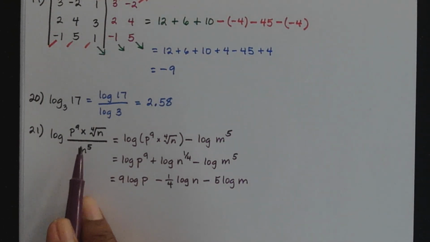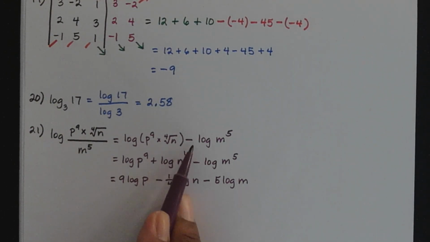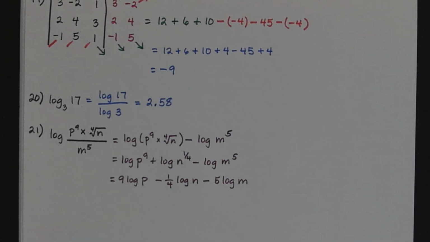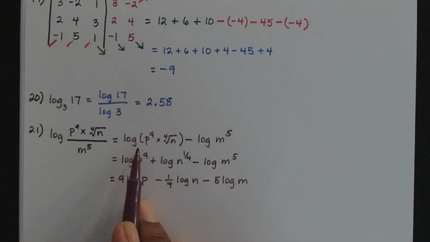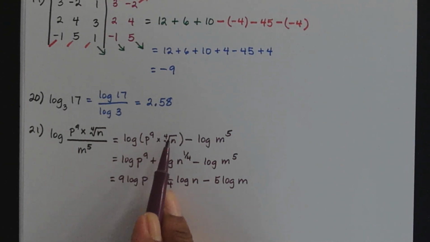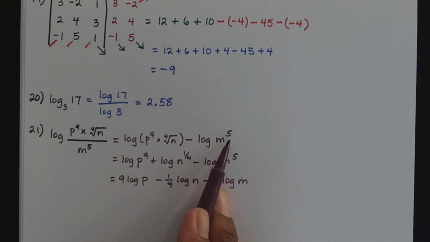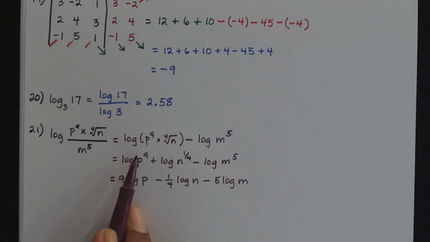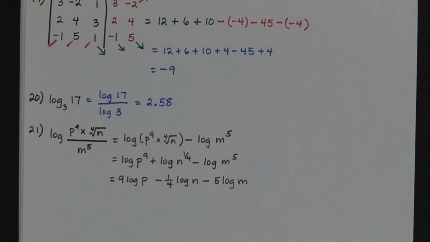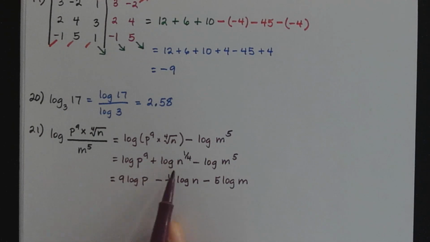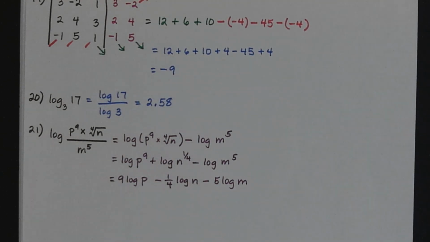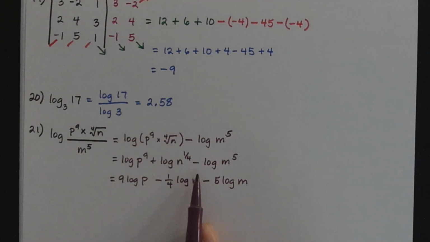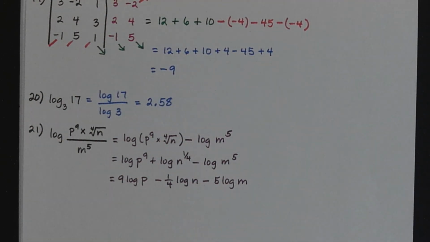So in this case, in that first line I had to apply the quotient rule by writing it as the difference of the individual logarithms. So it would be log of p to the ninth plus the fourth root of n, minus log of m to the fifth. Then for this first term I had to use the product rule by expanding as the sum of the individual logarithms, log of p to the ninth plus log of the fourth root of n. Now for the fourth root of n, I changed that to n to the 1/4 power, writing it in its equivalent exponential form, minus log of m to the fifth.